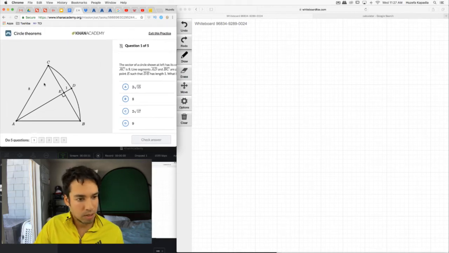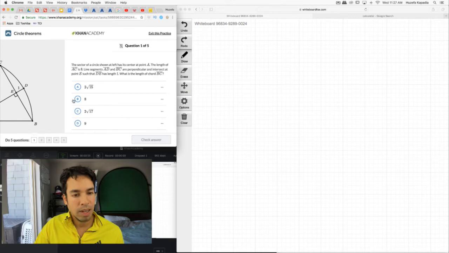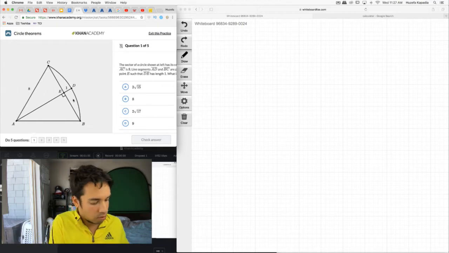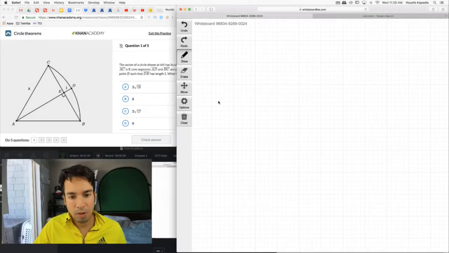Sector is like a pizza slice, so this big chunk here, shown at the left, has its center point at A. The length of AC is 8. Okay, so a lot of times with these diagrams, so we can see everything at once and I can mark it up, I'm going to put it up over here.